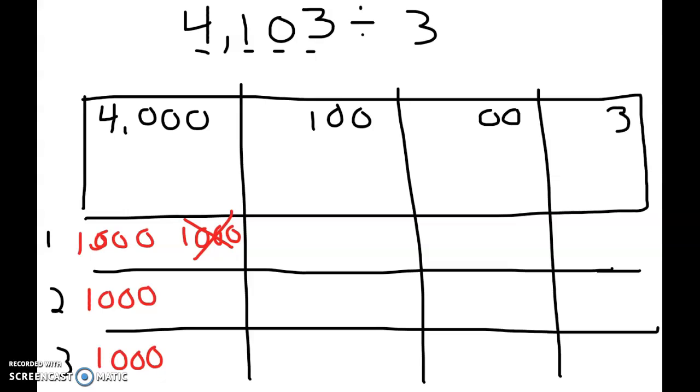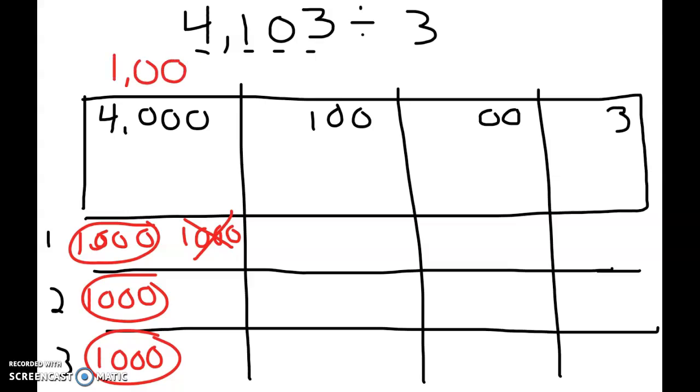This is the part I'm seeing a lot of us forgetting. We need to take what's in each group. 1,000, 1,000, 1,000. That's our answer. It needs to go up here as part of our answer. I have 1,000 in each group. When we divide, we're looking for what's in each group.